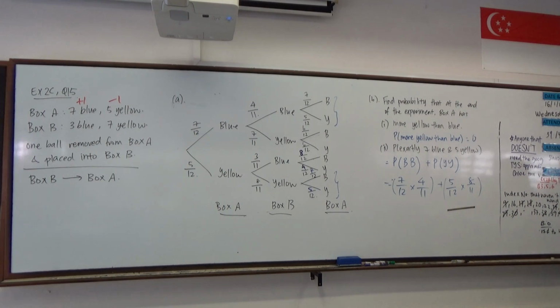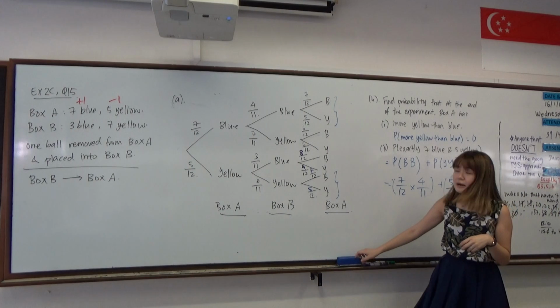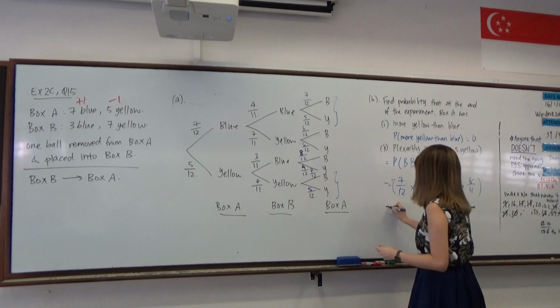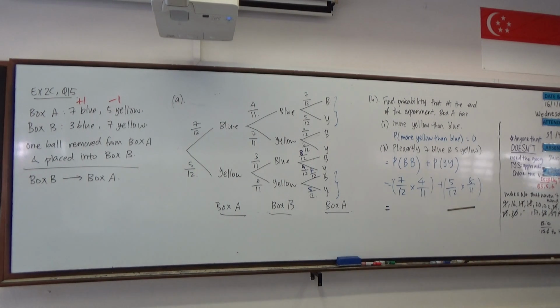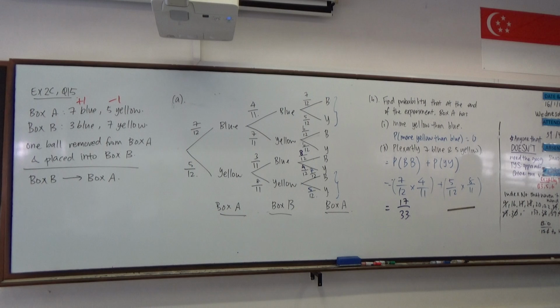Does anyone not follow this? Are you clear or not? Jika, are you okay? You look into this. Are you okay? Okay, so this one clear, alright? So in this case, press into a calculator. Then after that, you will be able to get 17 over 33. Alright, any questions for now?